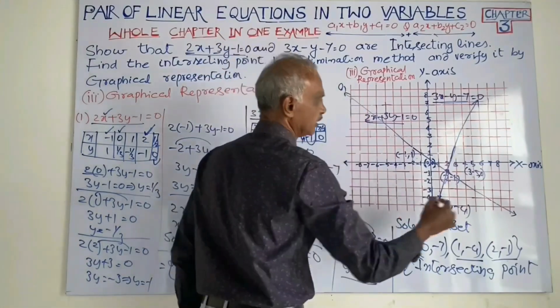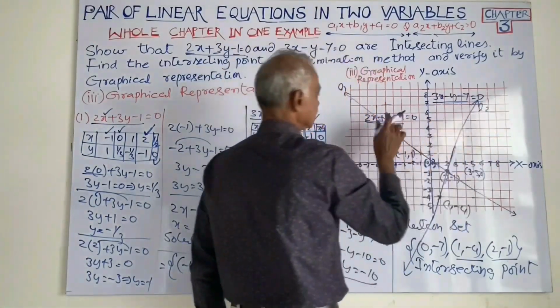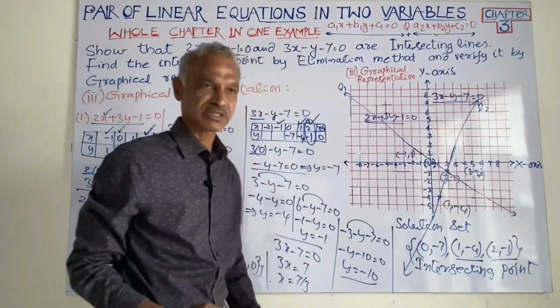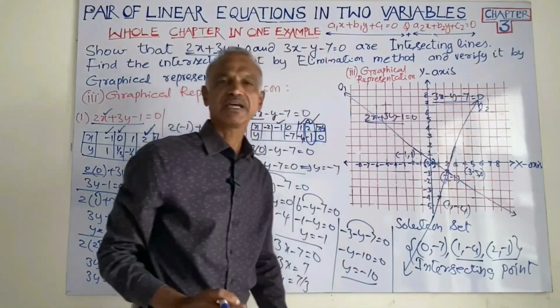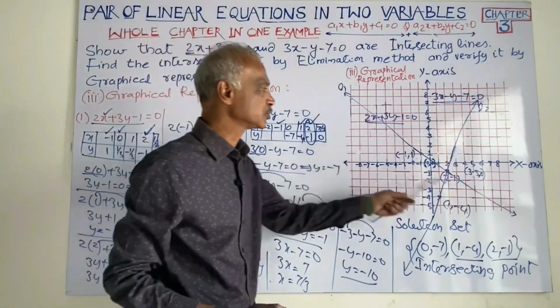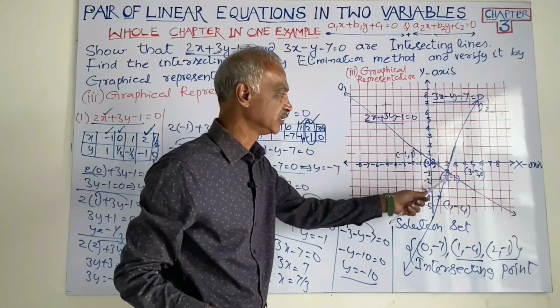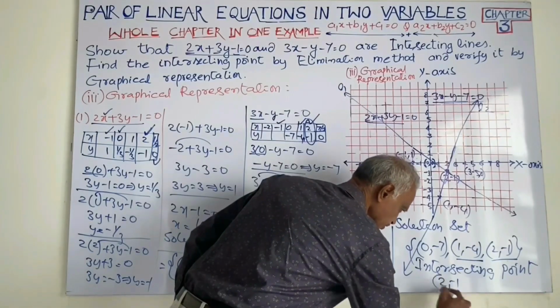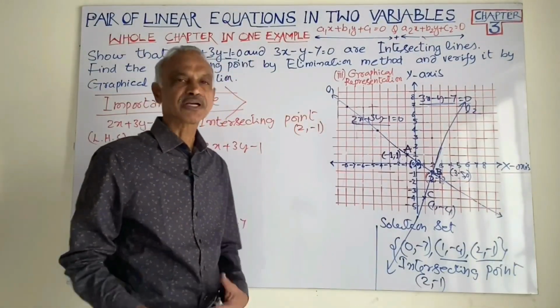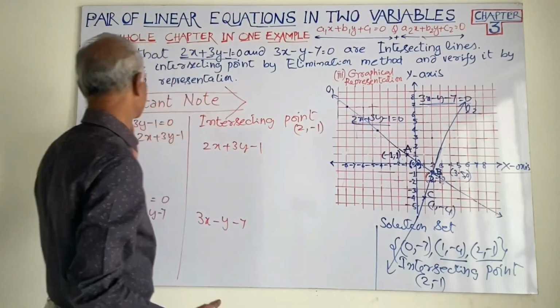This is L1 and this is L2. L1 is 2x plus 3y minus 1 is equal to 0. L2 will be 3x minus y minus 7 is equal to 0. These 2 lines are intersecting at (2, -1). The intersecting point is (2, -1). One important note, I want to tell one thing.